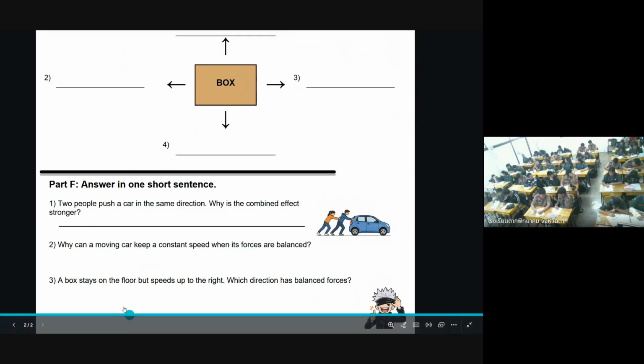A box stays on the floor but speeds up to the right. Which direction has balanced forces? Can anyone tell me? If it's moving right, then left and right are unbalanced. But up and down are balanced. So the answer to the third question is up and down.